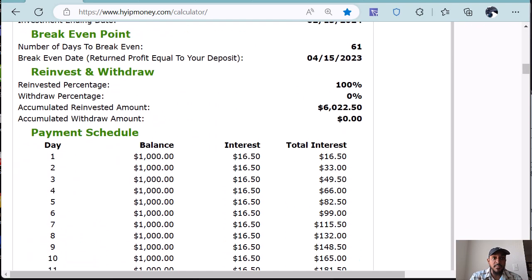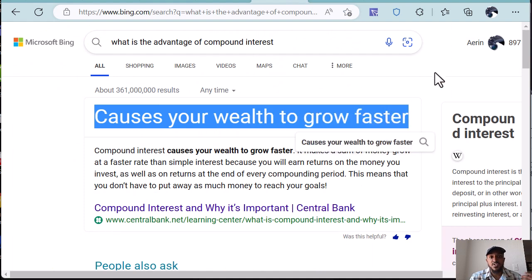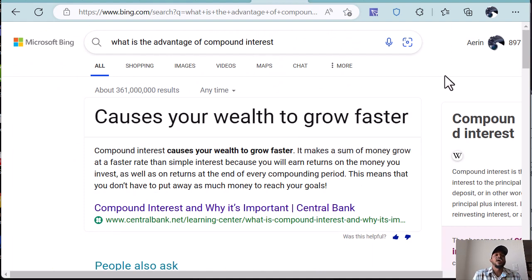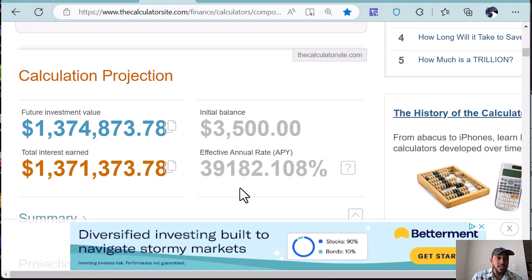But we want to compound because we understand that compounding causes our wealth to grow faster. Say that with me. Compounding causes my wealth to grow faster. So we know we need at least $50 to compound, and we get that on day 4. So that gives us the ability to compound at least once a week.